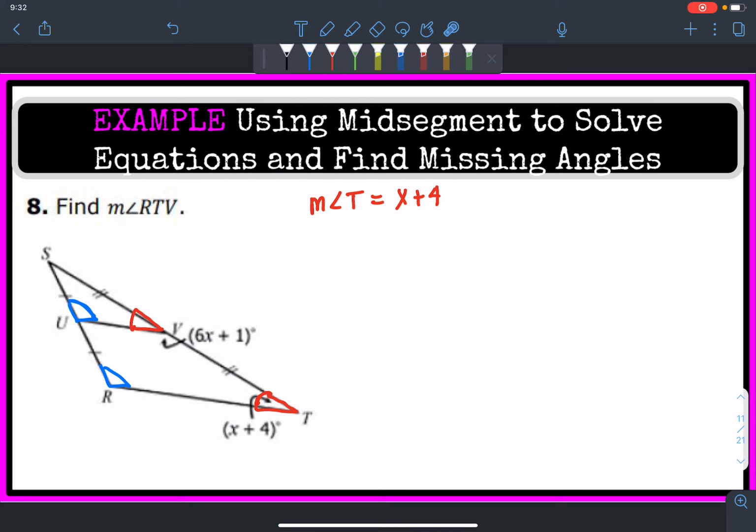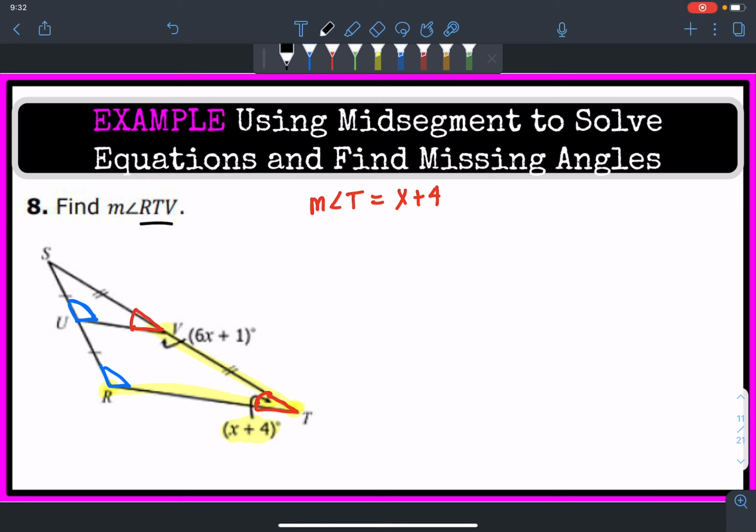So these two things are not equal to each other. They happen to be supplementary with the one with 6x plus 1, so they add up to 180 degrees. So the way I'm going to figure out the measurement of RTV, from point R to T to V, which is this angle right there, I need to solve the value of x. But the relationship between these two angles, like I said, is not congruency. They're not equal to each other. They are supplementary.